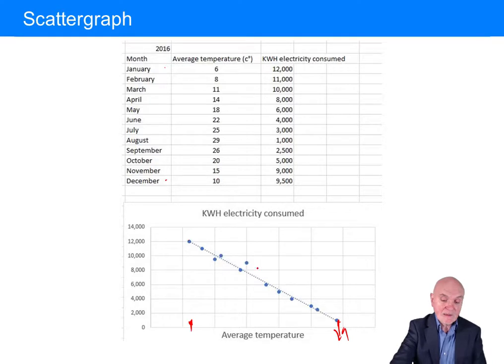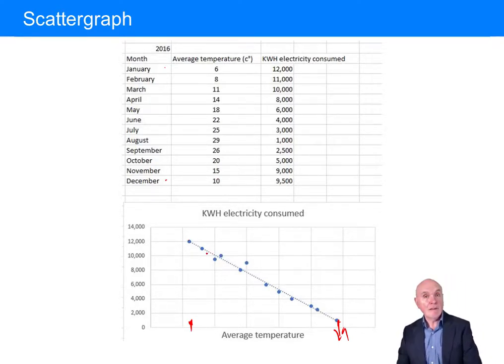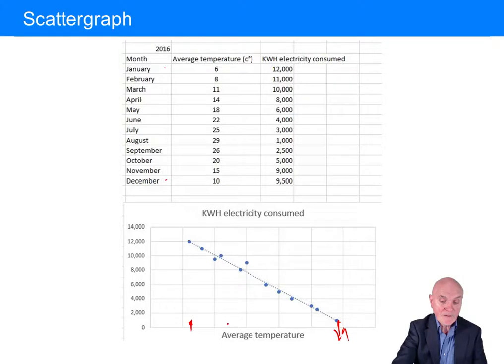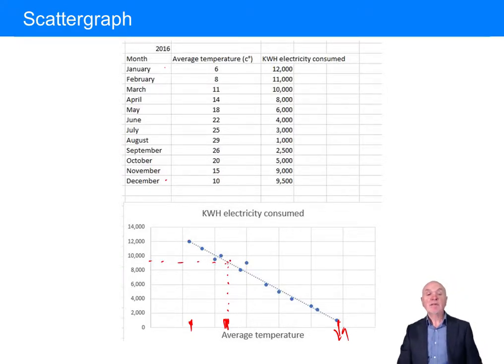And this may enable us in the future, and we'll talk about this more when we get to looking at correlation and regression. But one of the things we could work out is, perhaps if the temperature is here, could we predict what the consumption of electricity is going to be? And one of the things we might simply be able to do is go off the graph like that as a prediction for maybe a future electricity bill.